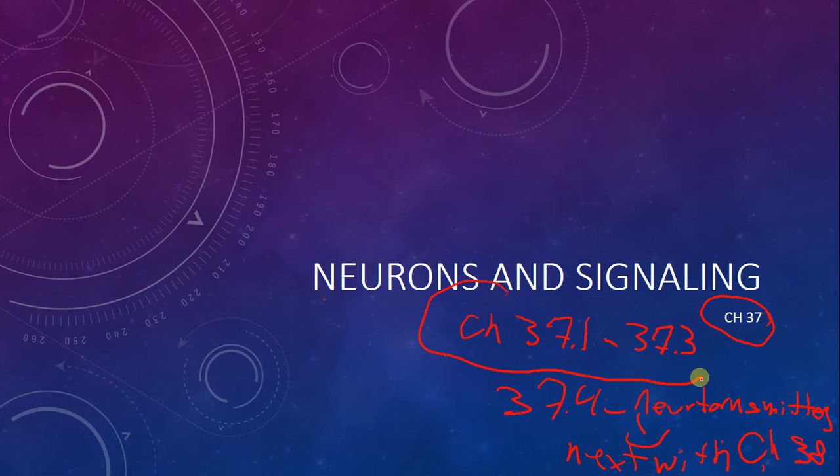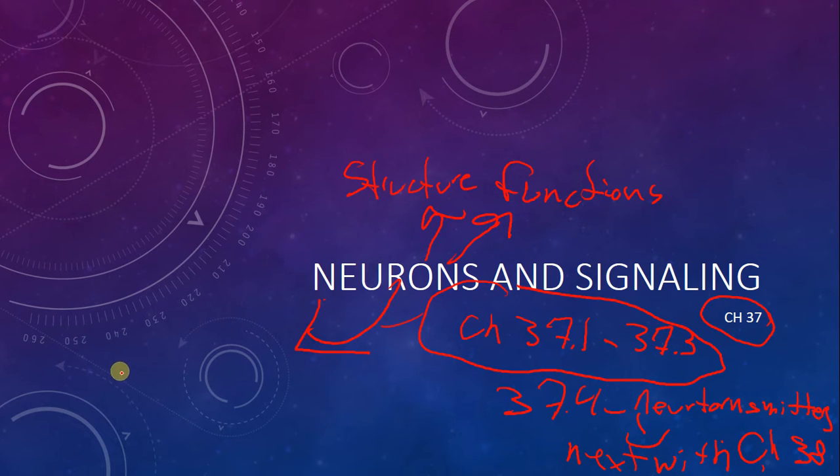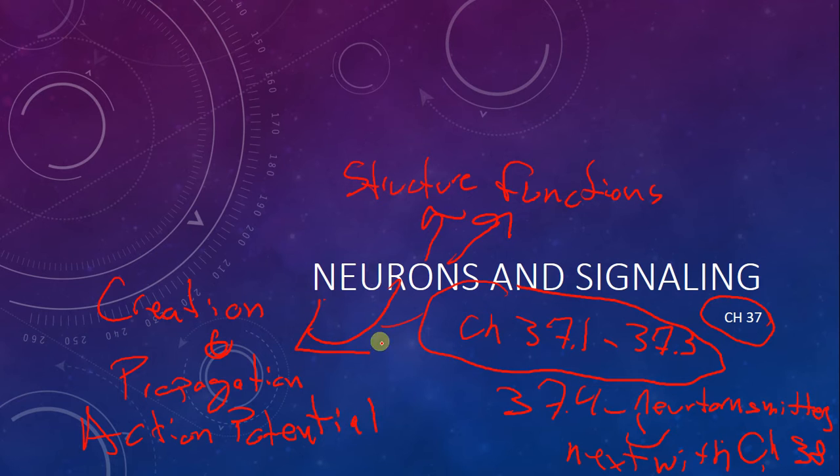So we're going to focus on neurons and signaling, so the structure, the function of neurons, and most importantly, the propagation, I should say the creation and propagation of an action potential. So these are the three important things from this chapter: the structure and function of neurons, and the creation and propagation of an action potential.